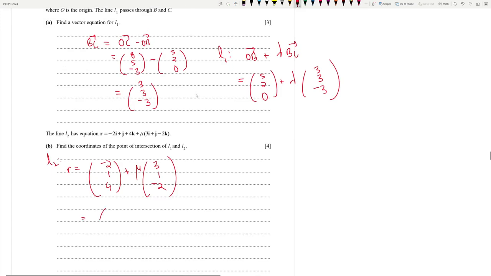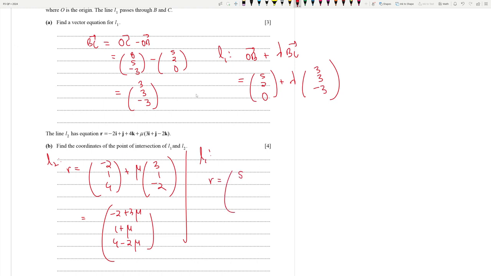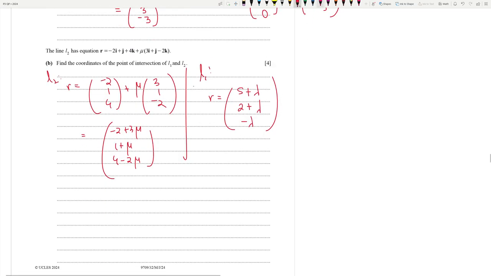So we can write it like this: minus 2 plus 3 mu, 1 plus mu, and 4 minus 2 mu. On the other hand, for line 1, it's like this. Let's just simplify it. 5 plus lambda, I'm just taking the 3 out, you can do that. 2 plus lambda, and it's just minus lambda. You could do it with the 3 too, it's fine. Now just make them intersect. I'll use the easy one. Minus lambda is equal to 4 minus 2 mu.